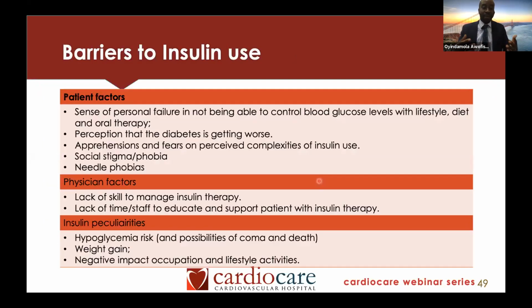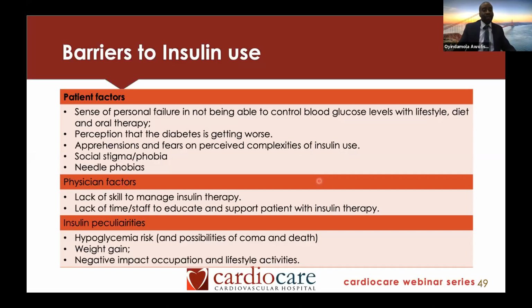Okay, but there are many barriers to insulin use. There are patient factors, there are the doctor factors, that's me and you factor, and then of course there are the peculiarities of the insulin regimen itself. We need to understand these factors so that we can guard against them, and then it can guide us to take the necessary steps in making sure that insulin is used appropriately, and we don't hold back too much and deny patients of an essential medicine or essential therapy.